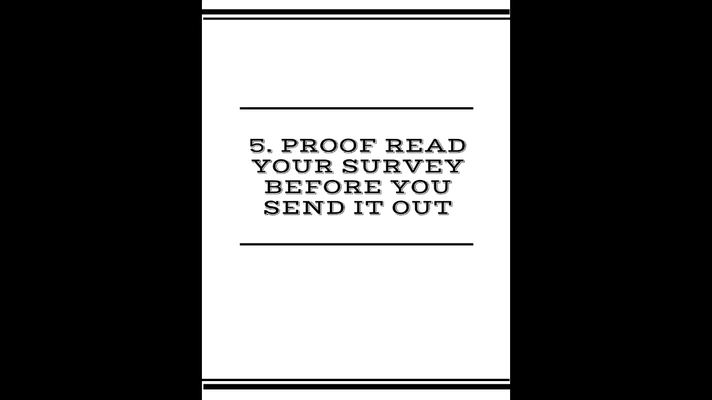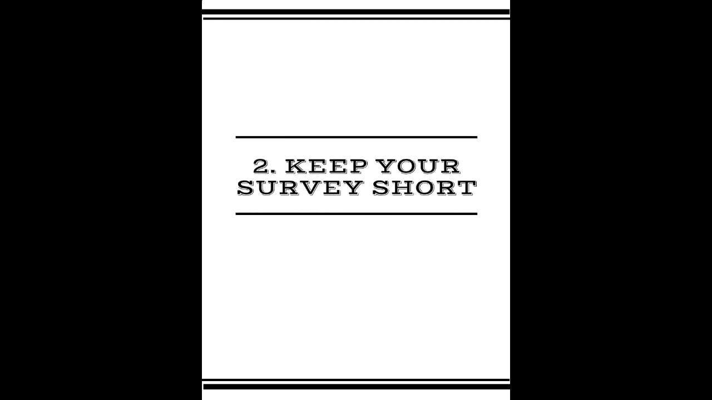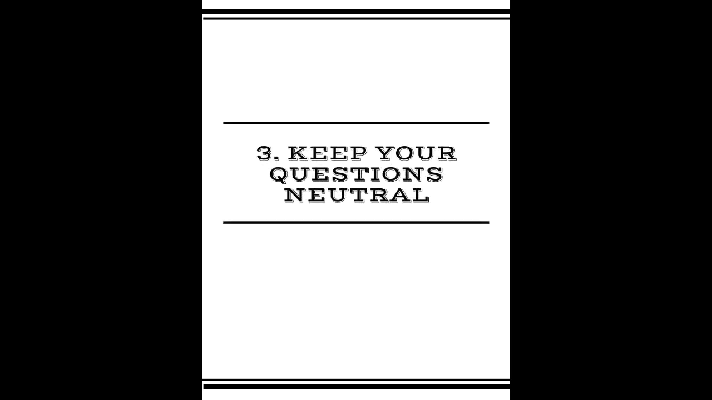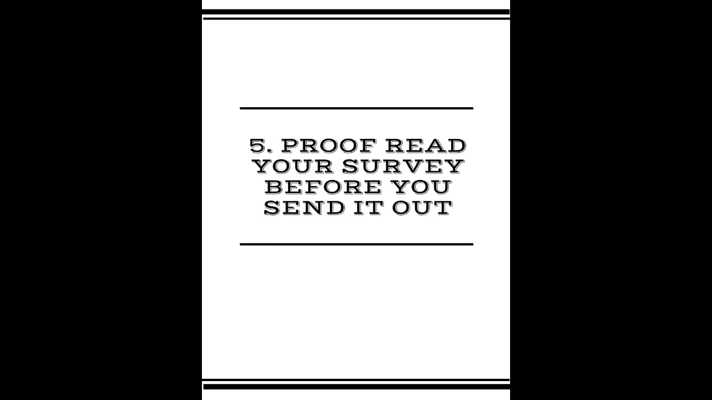So again, just a quick recap, the 5 things to do when you're doing a survey. 1, write questions that are to the point and short. 2, keep your survey short, 5 minutes or less, no more than 10 questions. 3, keep your questions neutral, so you get honest feedback. 4, make sure your survey questions are optional. And 5, proofread your survey before you send it out.